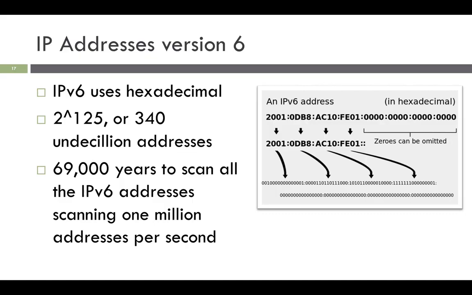To alleviate this limitation, IPv6 was created using hexadecimal. There are approximately 2 to the 125th power of IPv6 addresses. Just how big is this number? One researcher estimated that it would take 69,000 years to scan all IPv6 addresses if they were scanning 1 million addresses per second. The bottom line is that the world will not run out of IP addresses for a very long time.